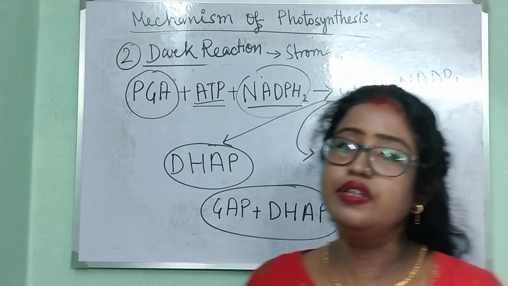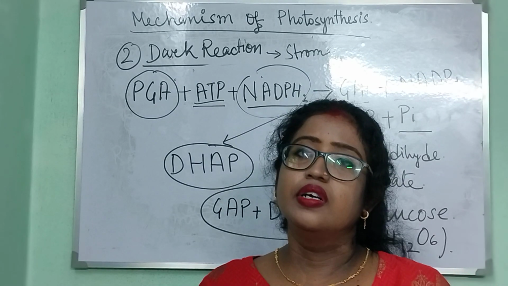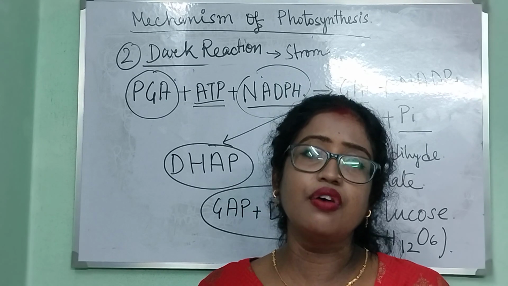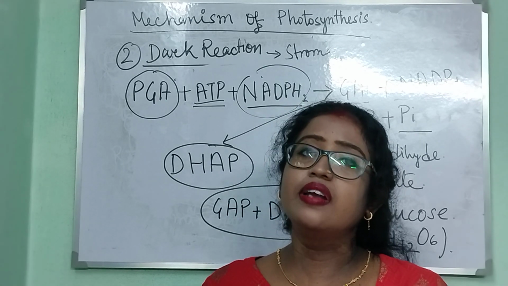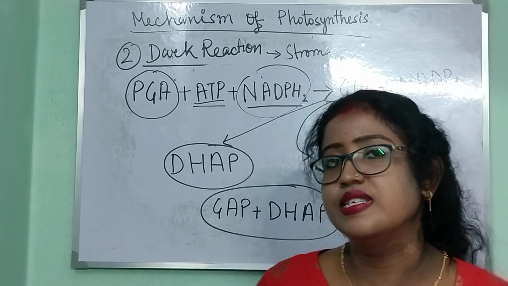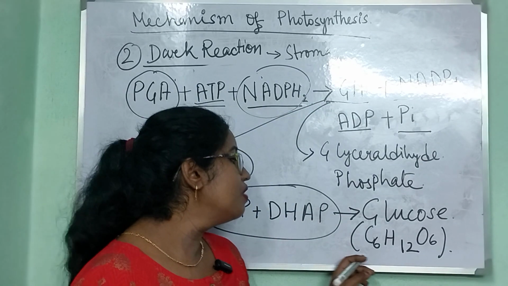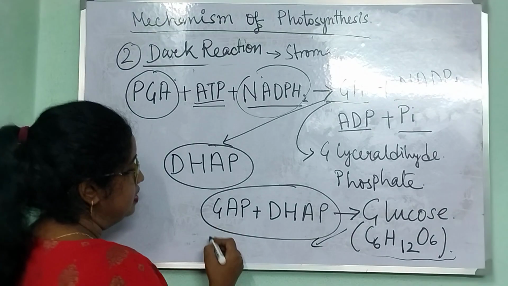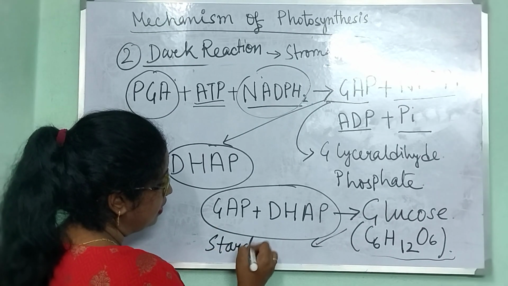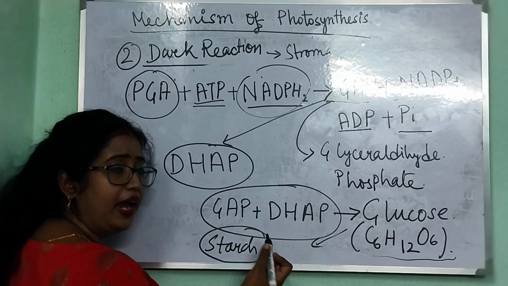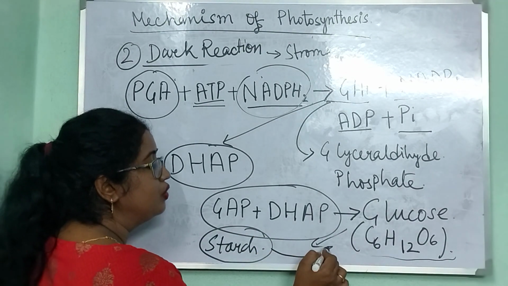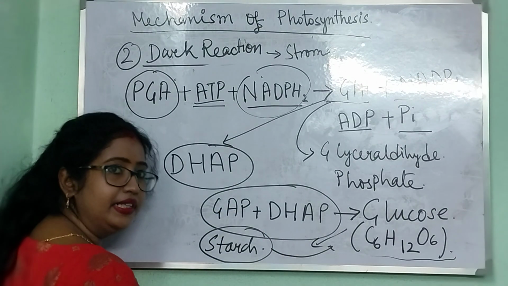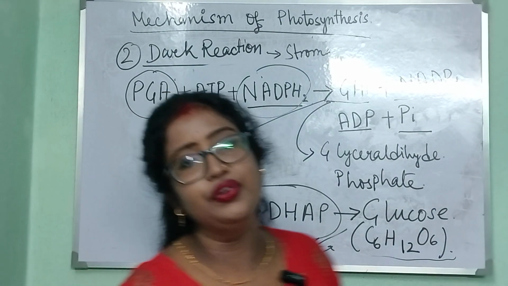Next class we will discuss the significance of photosynthesis and the factors that affect photosynthesis. Excess of glucose is stored as starch in plant body, and when required, starch is again converted to glucose and the plant utilizes this glucose as per their need. So thank you so much for today's video.